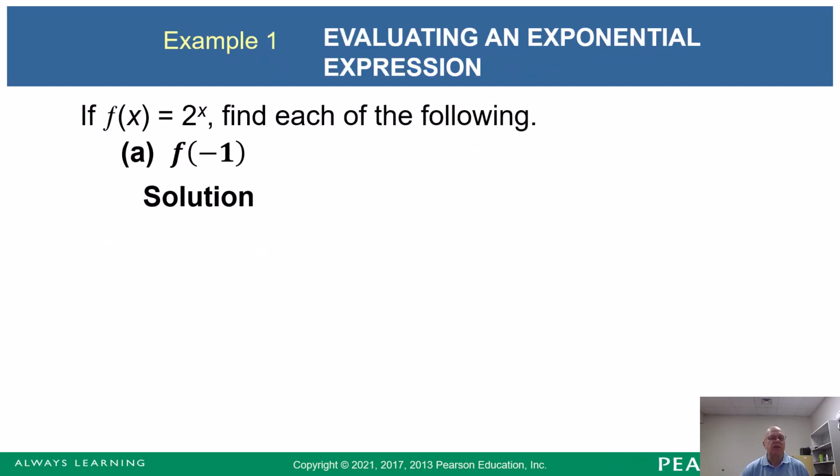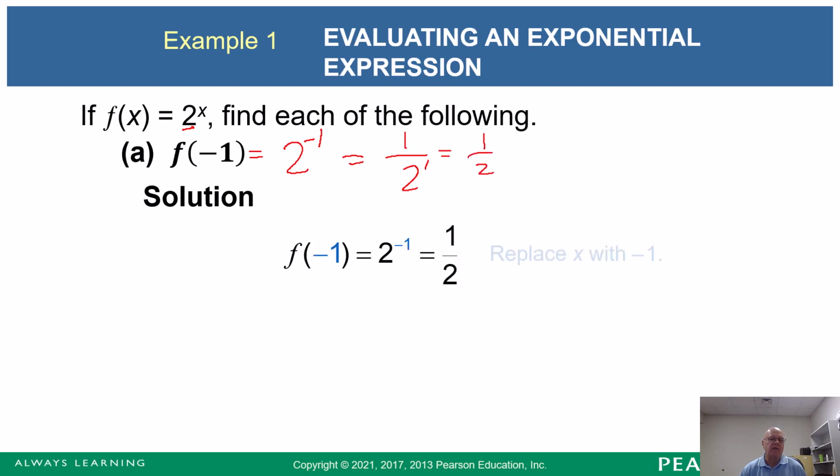Here's how we can use it. First of all, let's get familiar with exponents. We're using a base of 2 in this case. x is the exponent, and f of -1 means we're going to use -1 for our x. So I have 2 to the -1. And negative means we're going to use the reciprocal. So I have 1 over 2 to the 1, or just 1/2.